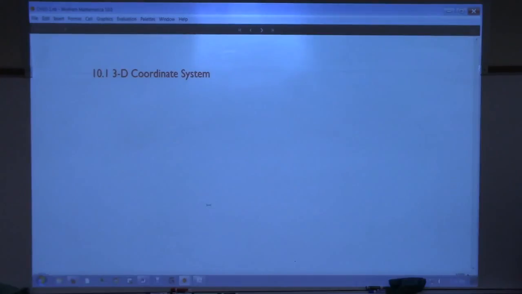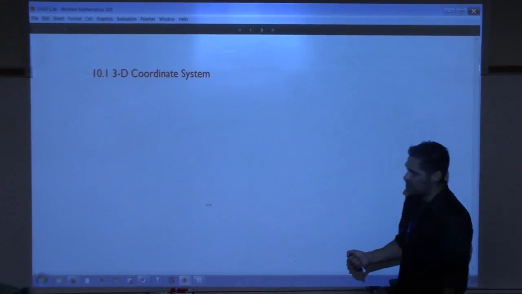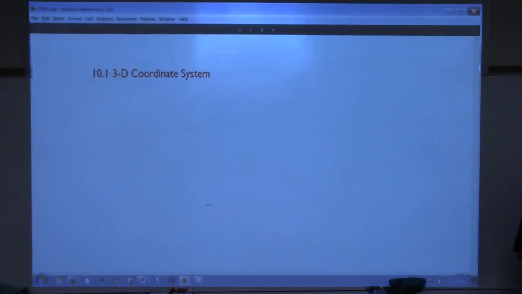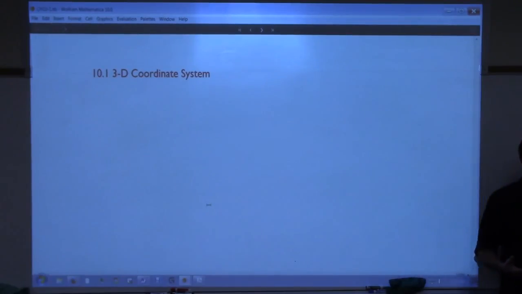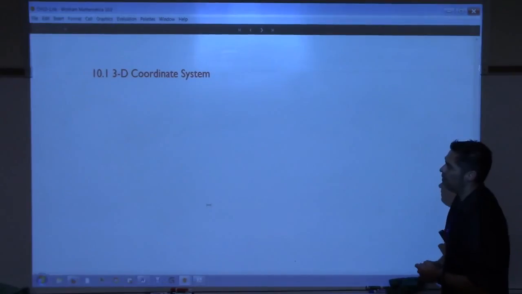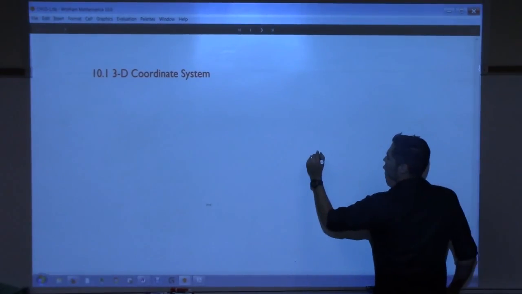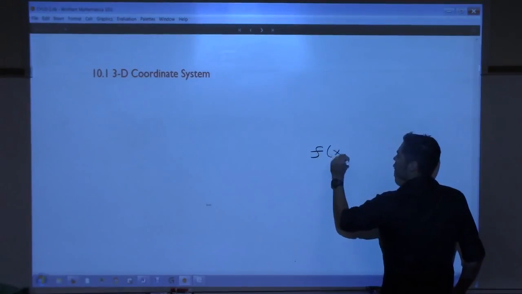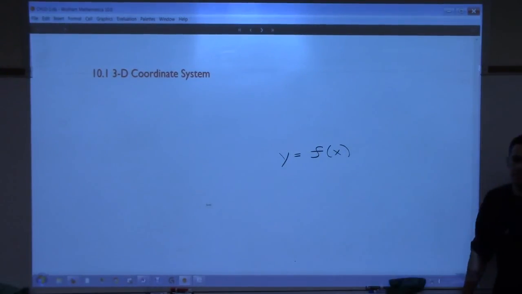So what is Cal 3 about? What is Cal 3 about? Anyone have any ideas? Okay, multivariable calculus. That's what it's called at some other schools, right? Just call it multivariable calculus. If you look back at Cal 1 and Cal 2, everything we dealt with was pretty much coming from the idea of y being some function of x, right? Y is a function of x.